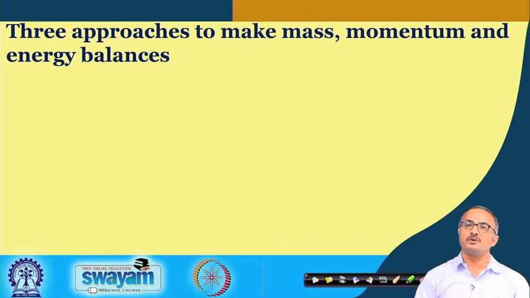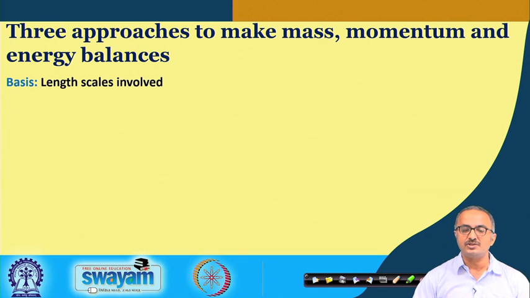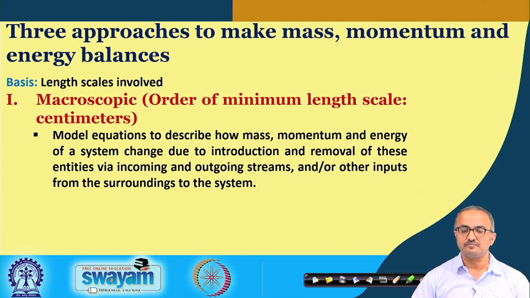Now, before we go on to make these balance equations, there are broadly three approaches for mass, momentum and energy balances, and these approaches are based on the length scale involved. First let us go to the very popular one, which is the easiest, the macroscopic approach. In this case the minimum order of length is centimeters, meaning centimeters, meters or kilometers is the order of the system dimension. When you have this kind of bigger system, you may go for a macroscopic balance.